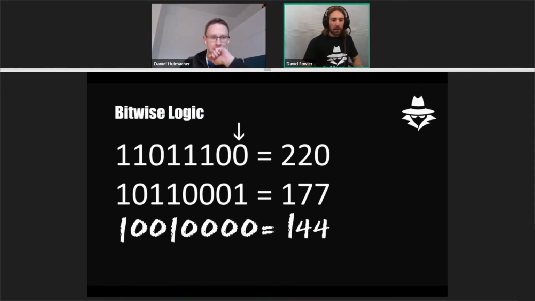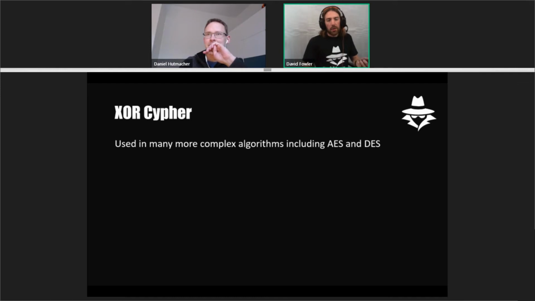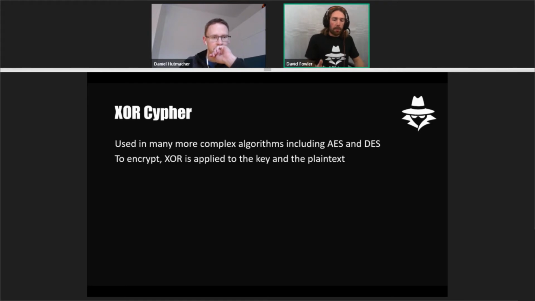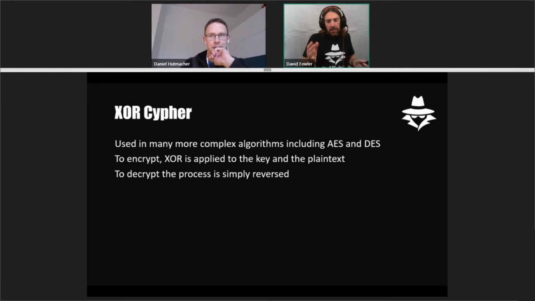So now that we've got bitwise logic nailed, we can move on to our first cipher. Our first cipher is the XOR cipher. Now the XOR cipher is used in many, many much more complicated algorithms. It's in AES, it's in DES, it's in all the derivatives of DES. To encrypt using the XOR cipher, all we have to do is apply a bitwise XOR against some key of some description and our plaintext, our unencrypted data. To decrypt, we simply reverse the process. We apply an XOR to our ciphertext, our encrypted data, and our key, the same key that was used to encrypt that ciphertext.